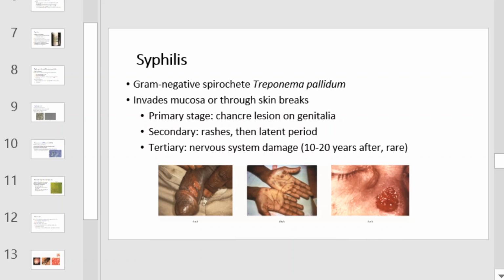Syphilis is caused by a gram-negative spirochete, Treponema. It invades mucosa or through the skin breaks. It has 3 stages: a primary, secondary, and tertiary stage. In the primary stage, a chancre lesion on the genitalia can be visible. In the secondary stage, rashes form. Then an individual enters the latent period. In the tertiary stage, nervous system damage occurs, and this can occur as many as 10 to 20 years after the initial infection.